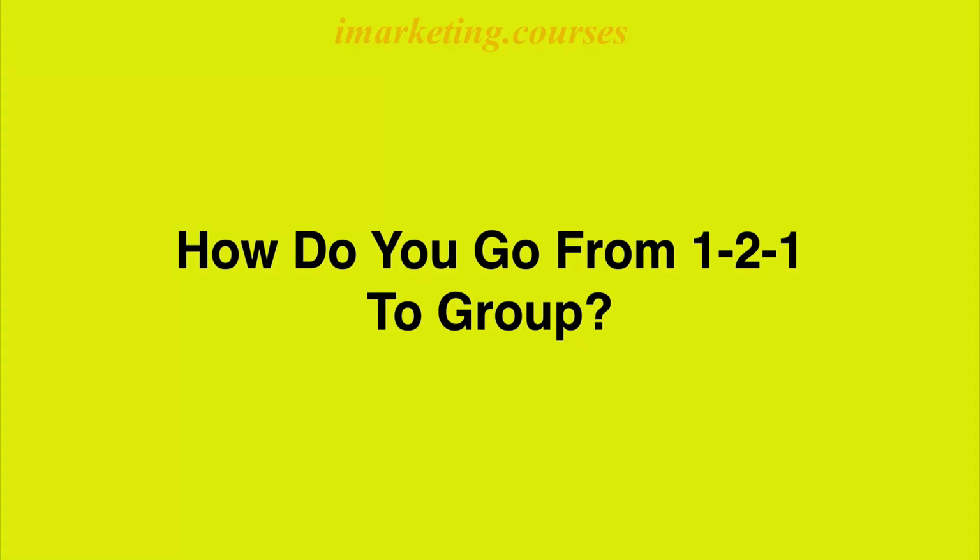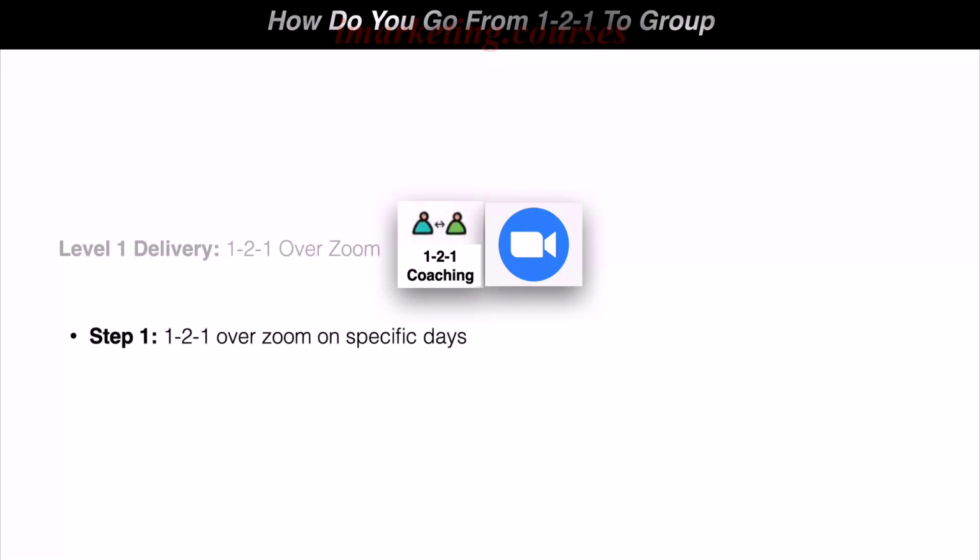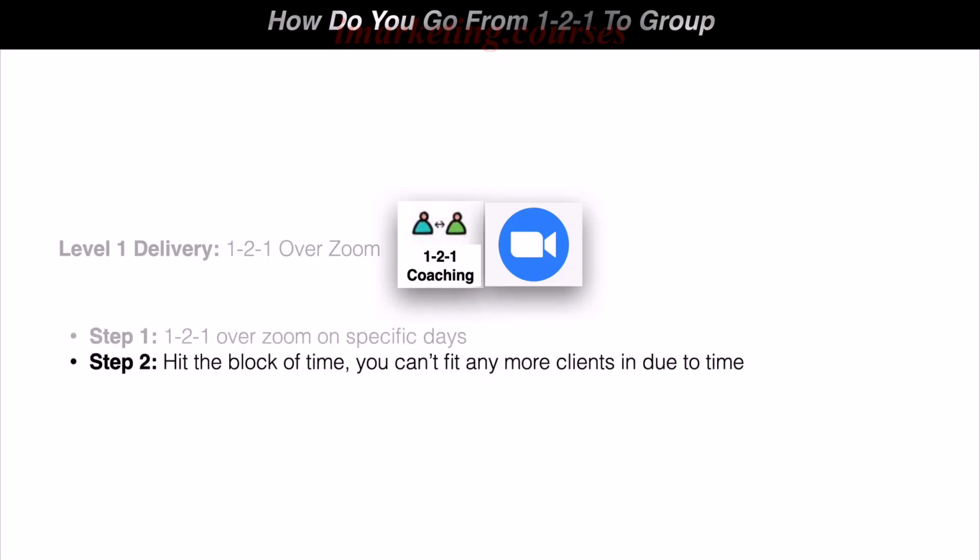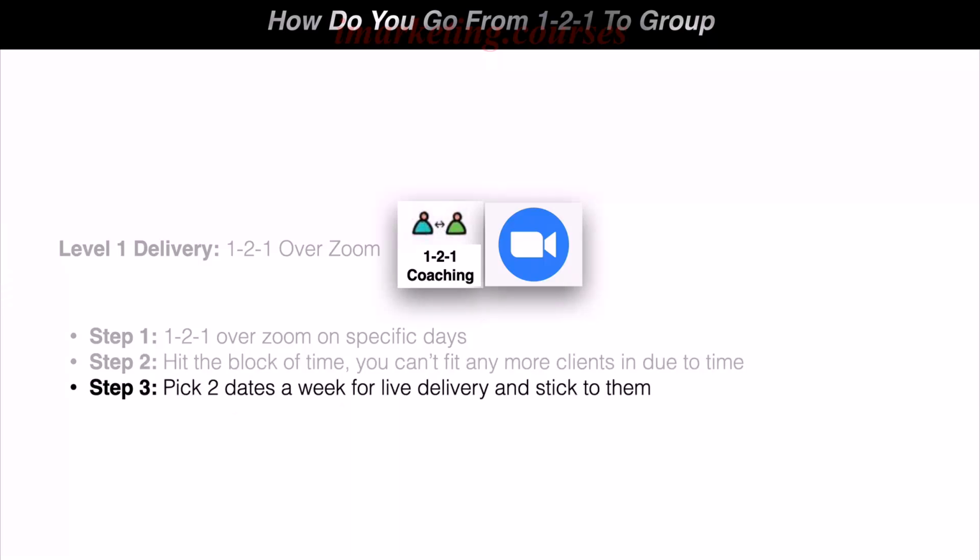So one more time, how do you go from one-to-one to group? All you do is one-to-one coaching. Deliver one-to-one over Zoom on specific days. Obviously, they get individual days. Hit the block of time where you can't fit any more clients in due to time. Pick 2 dates a week for live delivery and stick to them.